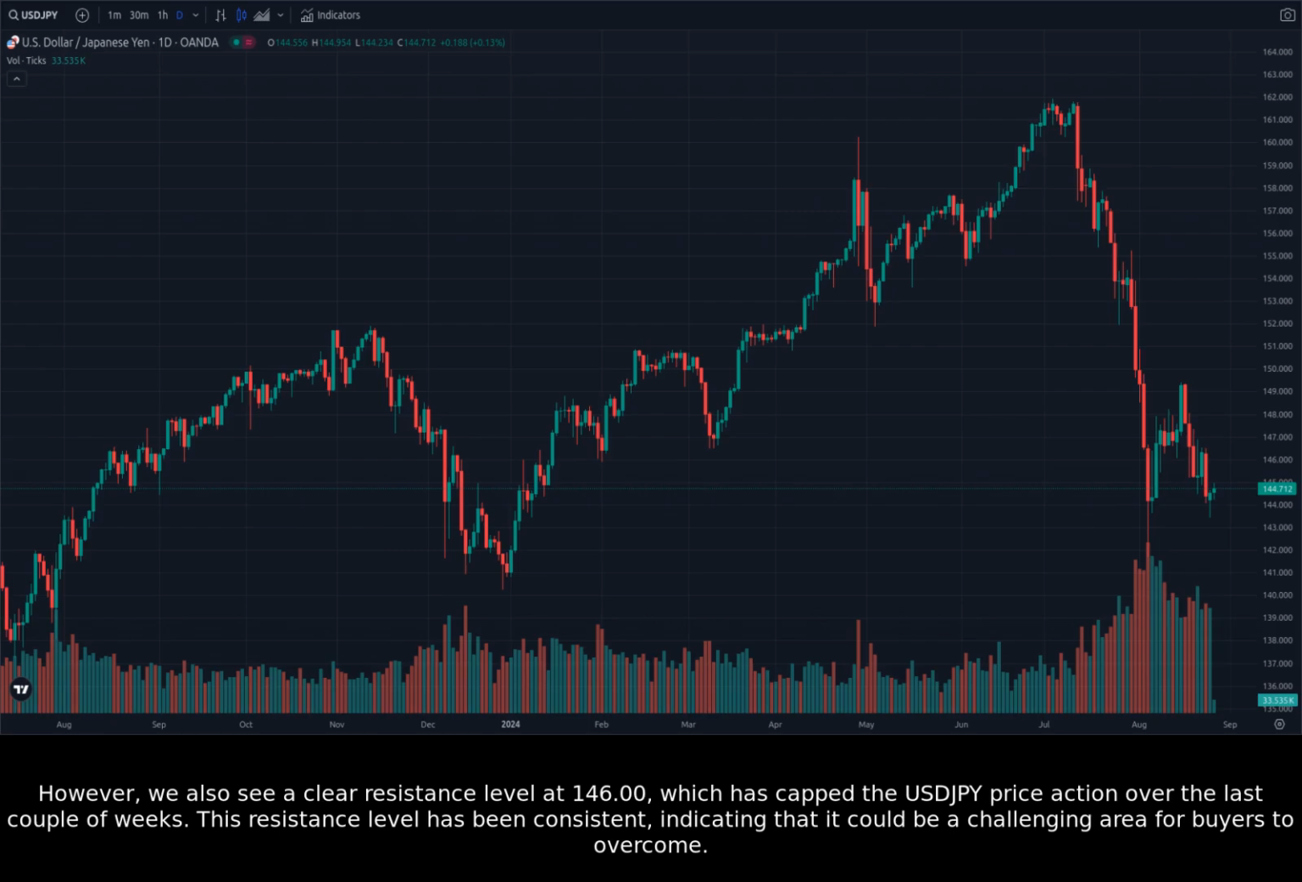However, we also see a clear resistance level at 146.00, which has capped the USDJPY price action over the last couple of weeks. This resistance level has been consistent, indicating that it could be a challenging area for buyers to overcome.